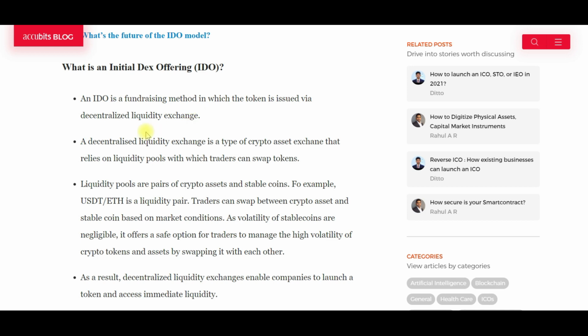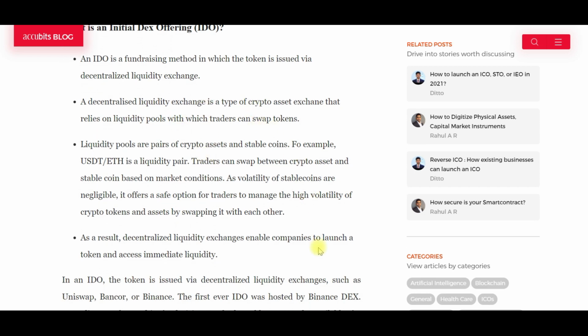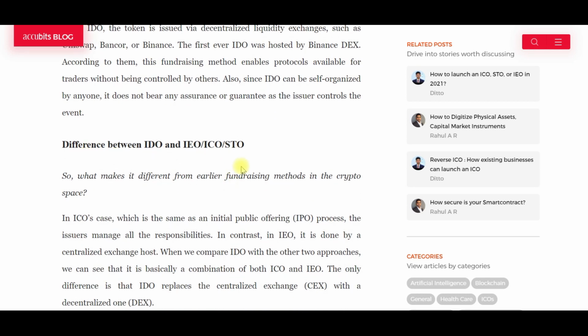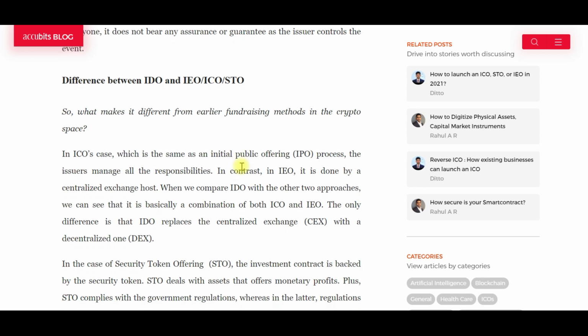So let's just go on here. A decentralized liquidity exchange is a type of crypto asset exchange that relies on liquidity pools with which traders can swap tokens. So let's just go down. Let's just look at the difference between an IEO and ICO, and then all that good stuff. So here, difference between an IDO, an IEO, an ICO, STO. So what makes it different from earlier fundraising method in the crypto space?